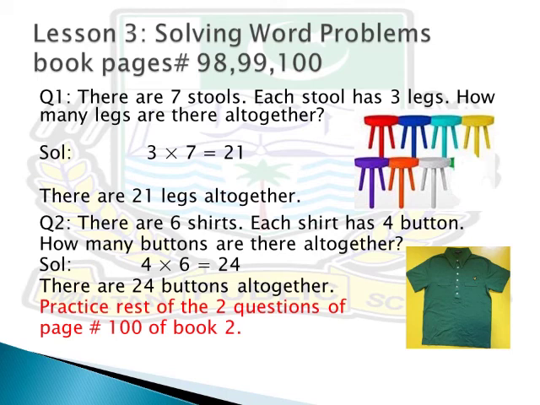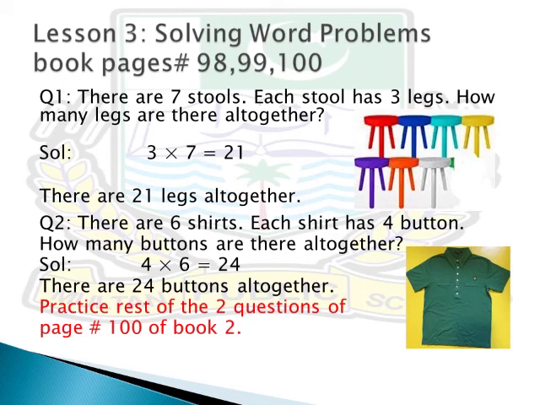Now you are going to evaluate which table you are going to use. How many legs are there altogether? Means you are going to find the legs of all the stools, and altogether means to add up. 3 7s are 21. So we are taking help from multiplication, so we will not add up, we will take help from multiplication. There are 21 legs altogether.